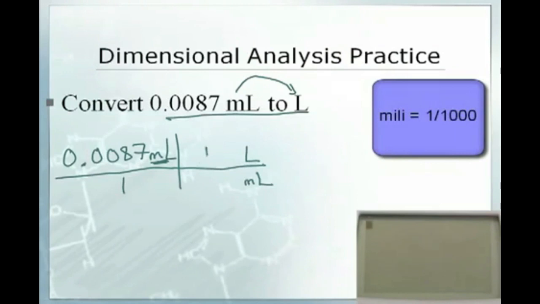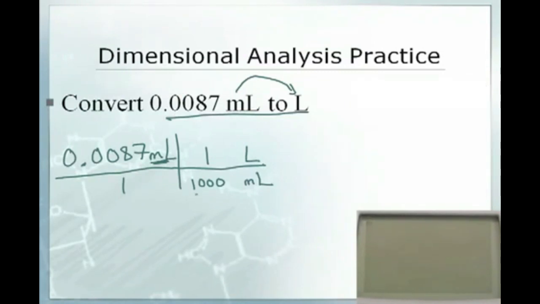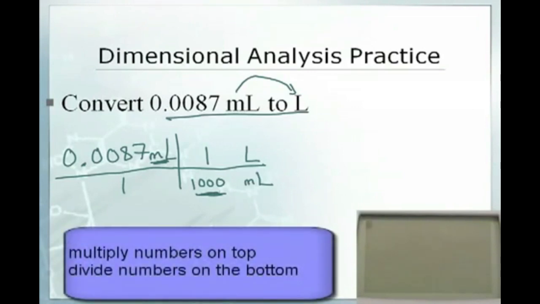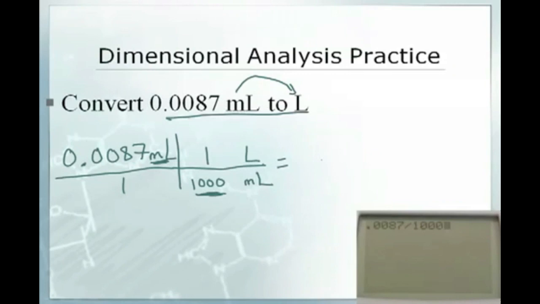One way to memorize it, once you know the thousand part: the bigger unit gets the 1, and the smaller unit gets the other number, 1,000, maybe 10, a million, or whatever it happens to be. So in this problem, the 1,000 is on the bottom. Numbers on the bottom divide, numbers on top multiply. So you're going to take 0.0087 divided by 1,000. Notice I'm not doing anything with the ones, because if you multiply or divide anything by 1, it's the same number. So we don't worry about the ones. It's 8.7e-6 in my calculator.